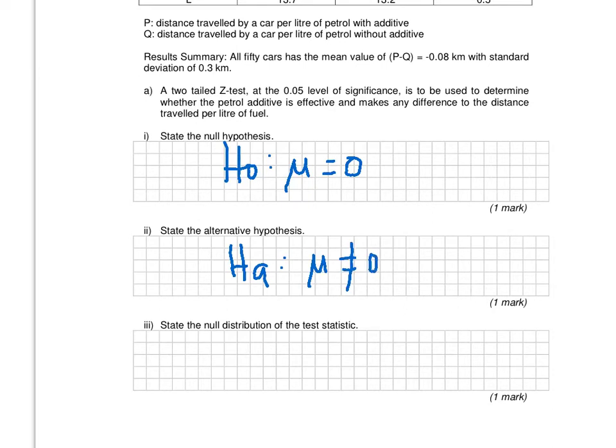Next part requires us to state the null distribution of the test statistic. Null distribution is another term for standard normal distribution. As such, it is written as Z approximated to N(0, 1 squared).